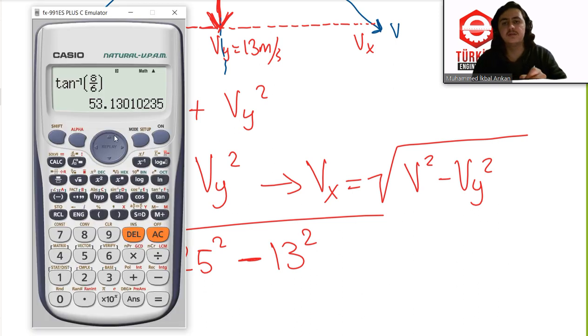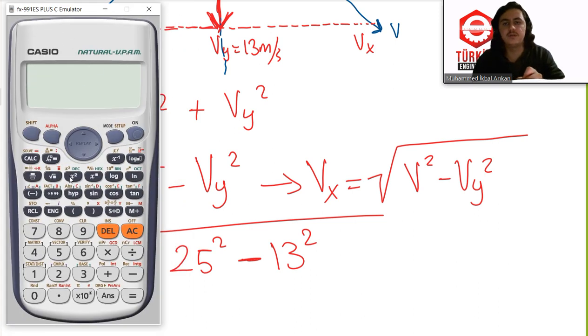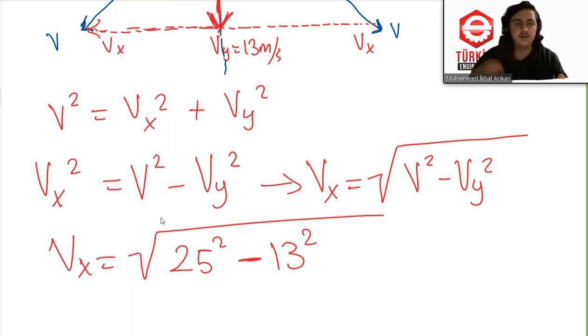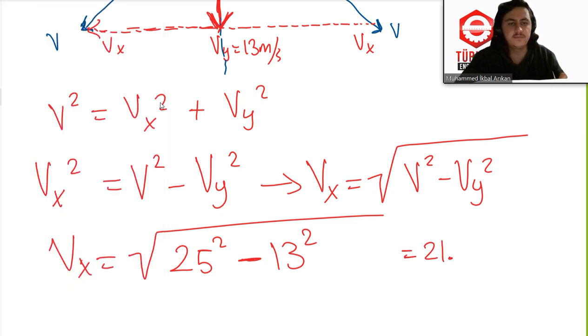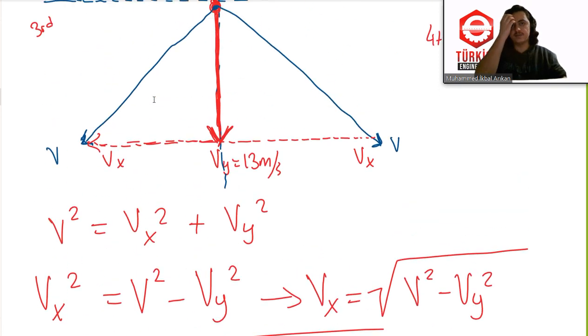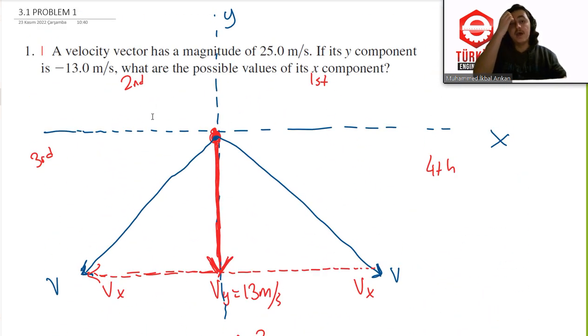So let's just take the calculator. I will take the square of 25 minus the square of 13 into a square root. So I will get 21.35 meter per second. This is my Vx.